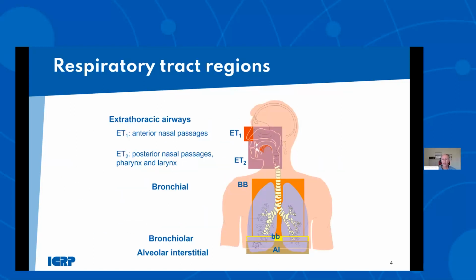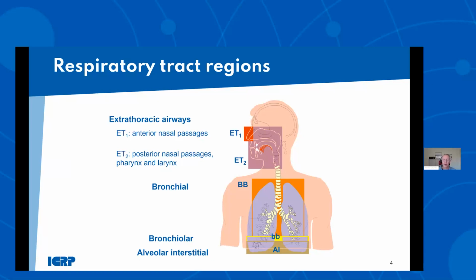For those who are not very familiar with the model, this is how it is represented. There are essentially 5 main regions: 2 extrathoracic regions, simply the nose and the throat, the bronchial region, which includes the trachea and the bronchi, the bronchiolar, and the alveolar-interstitial.